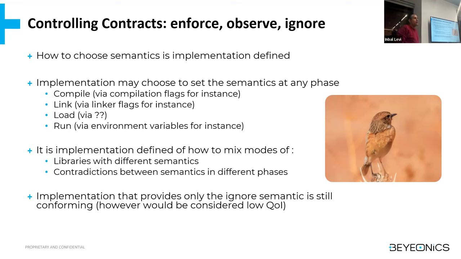And also I can tell you that if you're an implementation that decides not to give any of the semantics, I mean, not enforce and not observe, you just want to ignore everything, you are still okay. You are still a conformant implementation. You can ignore everything in the beginning. Very poor quality of implementation, but you can do it and it will be fine from the standard point of view.